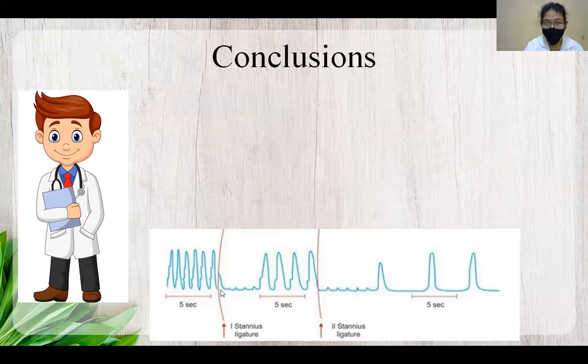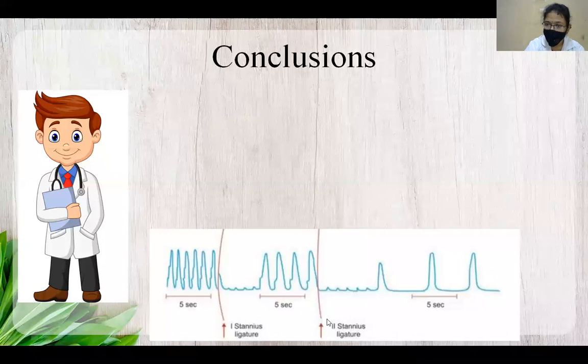So how about we conclude? This is another graph. Here you see this is a sinus rhythm. Here the pacemaker is sinus venosus. From sinus venosus, the impulses are generated and transmitted to atria as well as the ventricles. Now once you tie the first Stannius ligature, there is interruption of impulses reaching the atria. The heart has stopped beating, and then you see atrial rhythm is being generated here. When you compare, the rate is less than that of sinus rhythm.